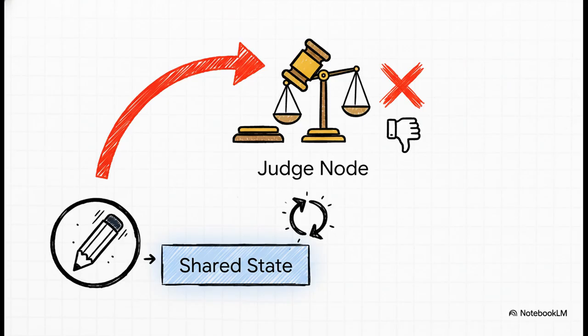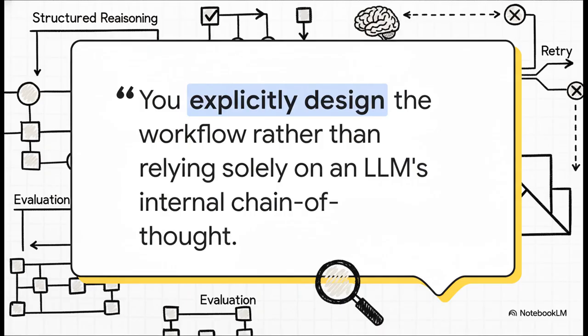If that judge node says, nope, this context isn't going to cut it, the graph doesn't just fail. An edge directs the flow to loop back, maybe to a refiner node that tweaks the query. The state gets updated with this new, smarter query, and the system tries again. You see, this isn't just a simple try again loop, it's structured reasoning. It's baked right into the architecture.